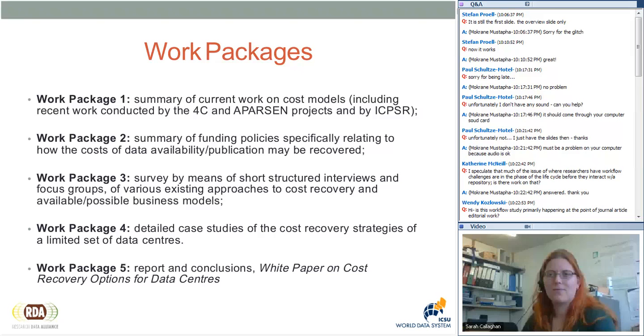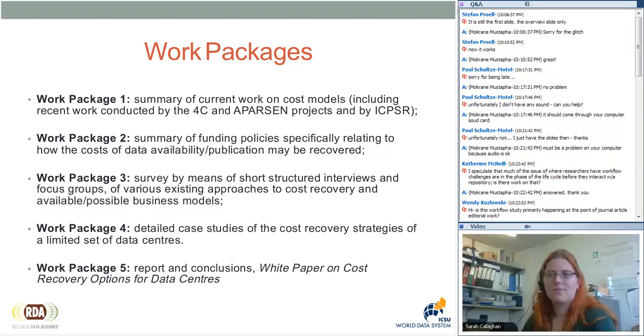And also, on the other side, the summary of current funding policies to the extent that they do provide any clarity in the way that data infrastructure should be funded. And then the most important and active areas of our work.